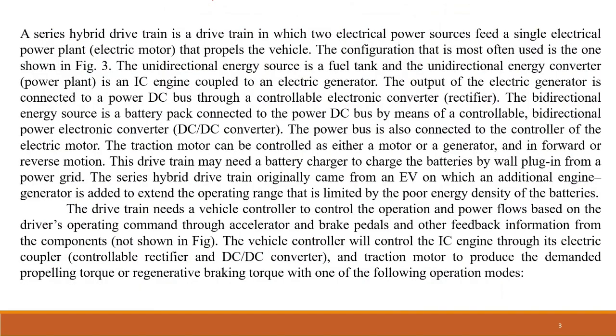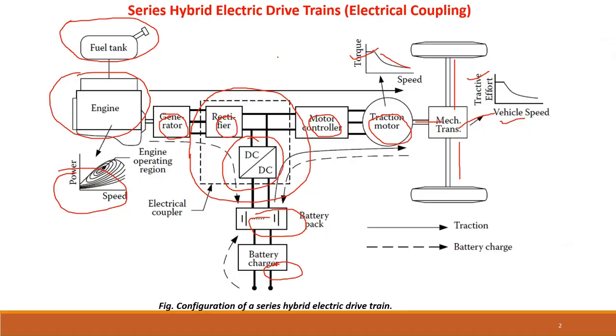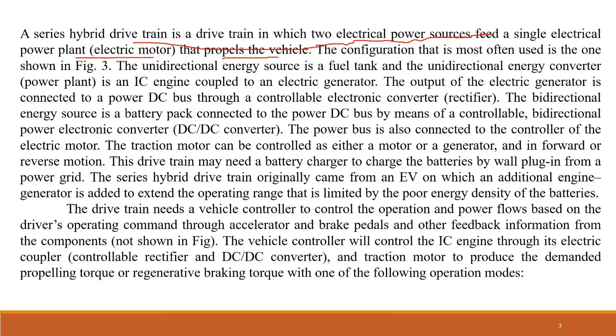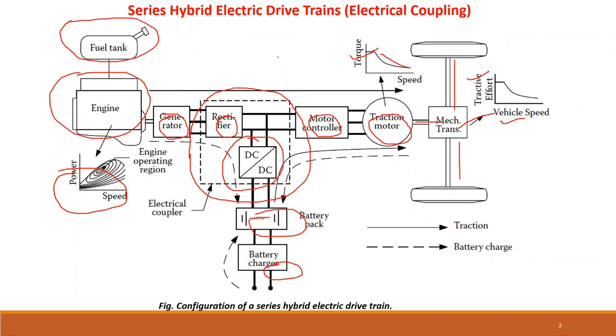So, basically, a series hybrid drivetrain is a drivetrain where there are two electrical power sources feeding a single electrical power plant. Here, the electrical power plant is the electric motor or the traction motor that helps in propelling the vehicle. And this configuration is the most commonly used, as we have already seen in this figure. Now, the unidirectional energy source, as I've already mentioned, is the fuel tank and the IC engine because this particular thing is only needed for traction. As you can see, this bold arrow is the traction and this dotted arrow is the battery charging phase.